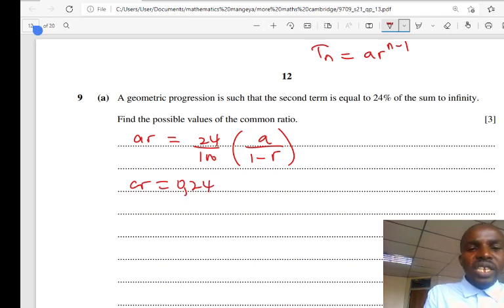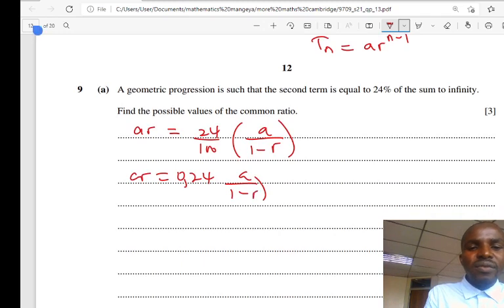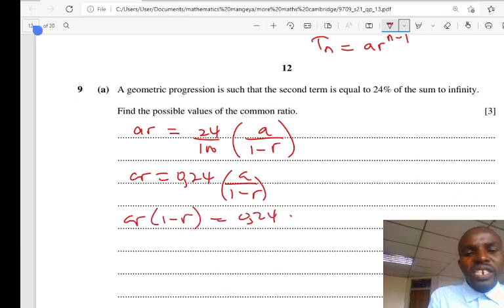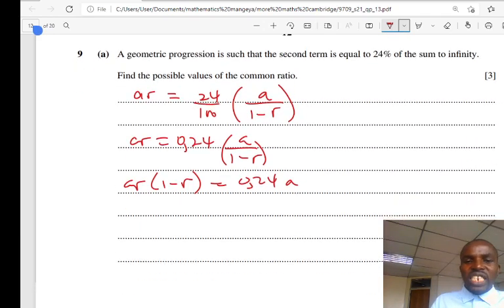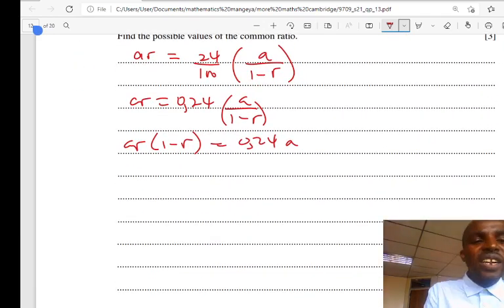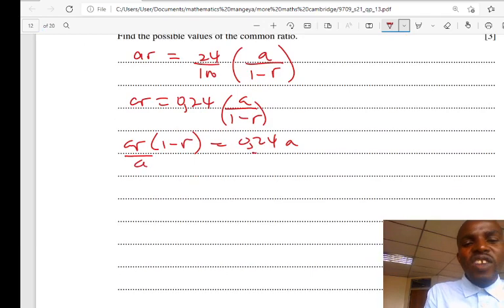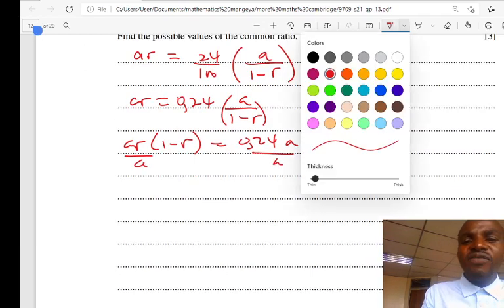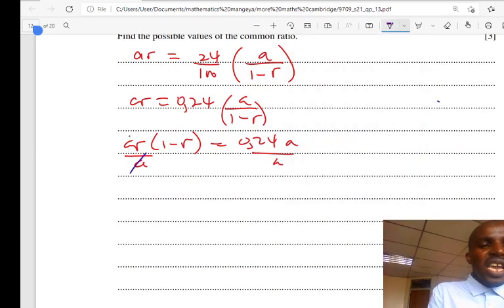It's still the same. Then the sum to infinity is a over 1 minus r. Then you can cross multiply, using 1 minus r here. You can say ar times 1 minus r is equal to 0.24 times a. Then after that you can divide by a both sides, so that you can be left with r. After dividing, a will cancel out.